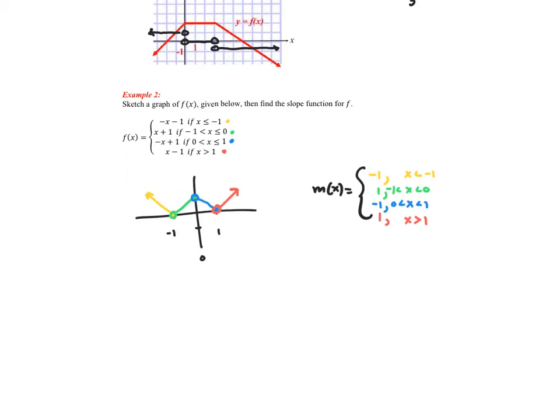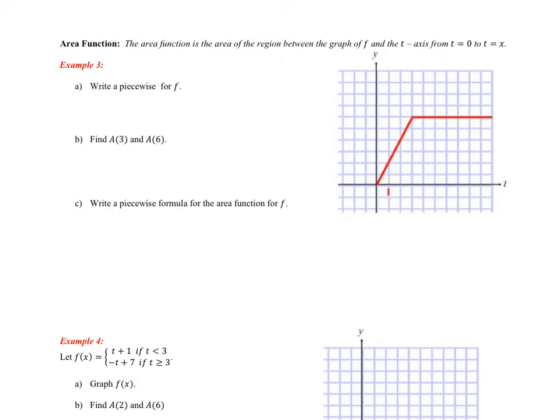Now you might ask yourself, how would you write a slope function for a non-linear function? That's a great question, and that will be something we answer in chapter 2. All right, so let's move on to the next topic. The next type of function that we're going to write is called an area function. The first thing we have to do is be able to write an equation in piecewise form for the actual function itself. It'll be helpful in the process.